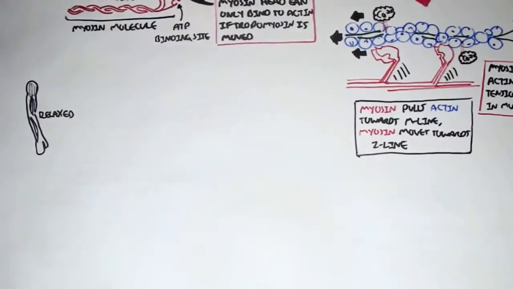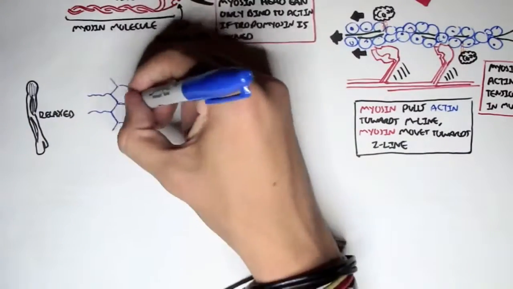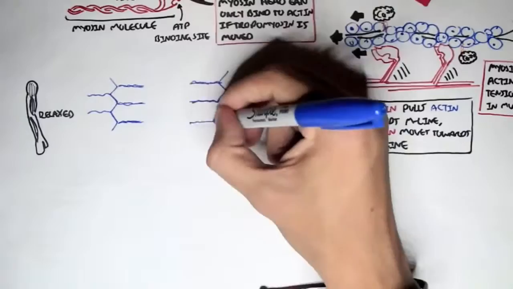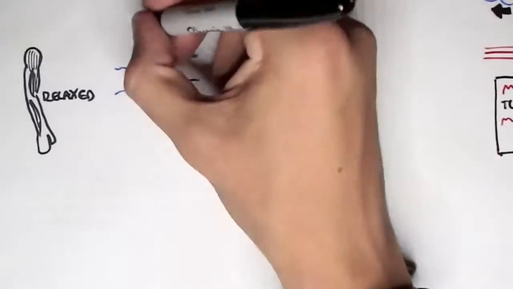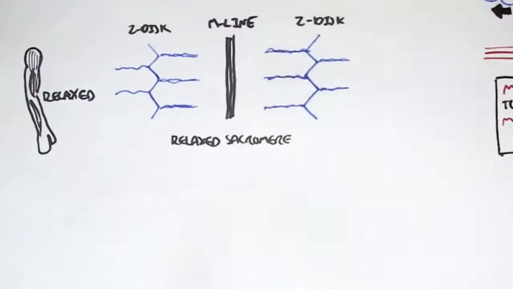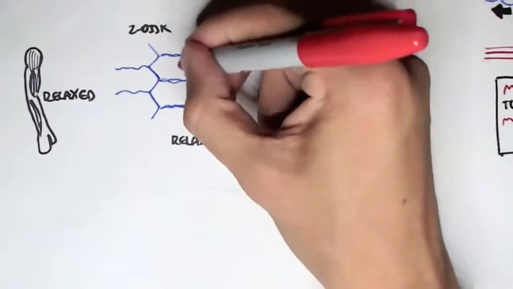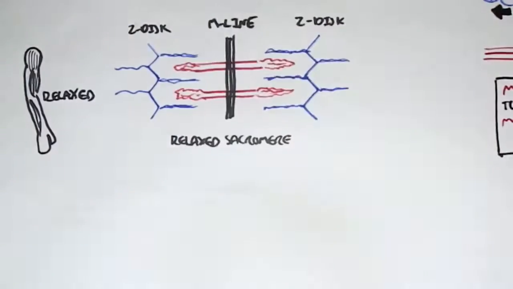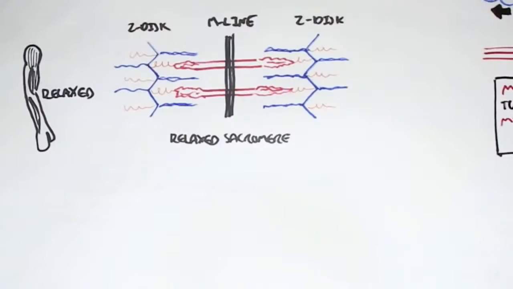And what does this mean? Let's look at a big picture. Let's look at firstly a relaxed state when nothing is happening, when no calcium and no ATP is around. So here we have a sarcomere, which is from a Z disc to another Z disc, and we have the M line in the middle. And this is a relaxed sarcomere in a relaxed state.